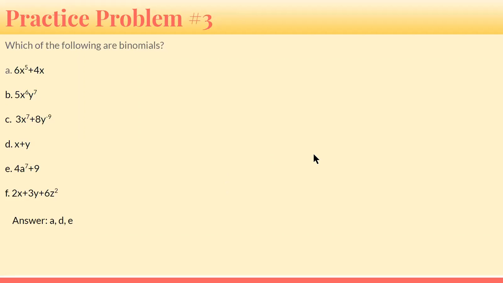And then someone else said A, C, D, and E. But if you look at C over here, this isn't actually a polynomial at all. It's kind of a trick question because we have a y to the negative 9th here, right? So that is what makes it not a polynomial. And yeah, so A, D, and E are the correct answers.